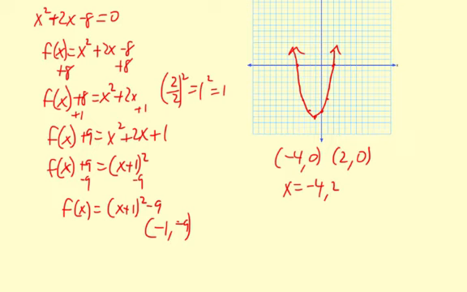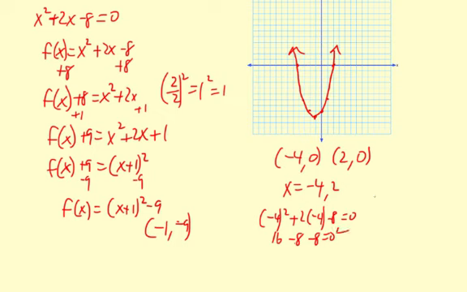So let's check. Put in a -4: -4 squared plus 2 times -4 minus 8 should equal 0. -4 squared, that's positive 16. 2 times -4 is minus 8, and then another minus 8 equals 0. Well, 16 minus 8 is 8, minus another 8 is 0, so that one works.